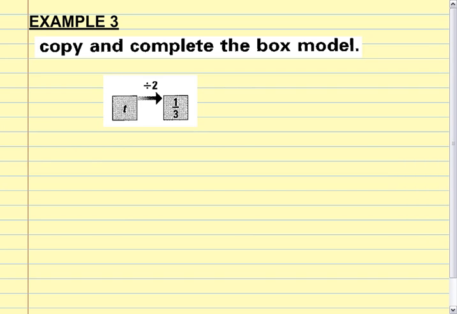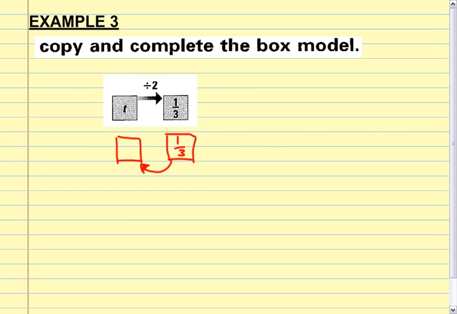Okay, folks, example number 3 says copy and complete the box model. They've given us this, and they want us to draw another one. Tell me what I should draw up here, Emma. So I'm going to draw a box under T that's empty, and then you want me to draw a box here, and it has 1/3 in it, okay? And so you want an arrow going back to the left side now, okay?